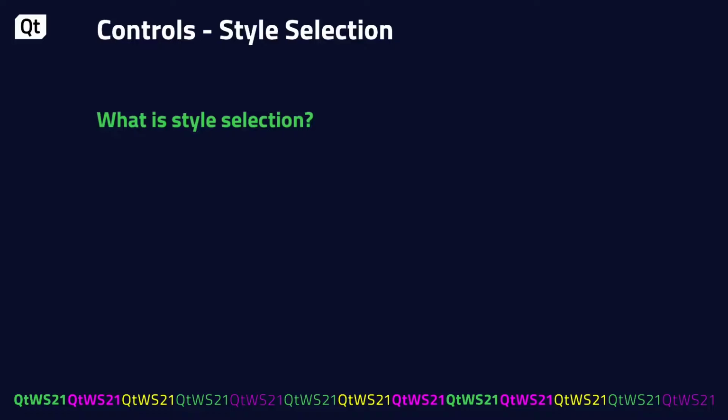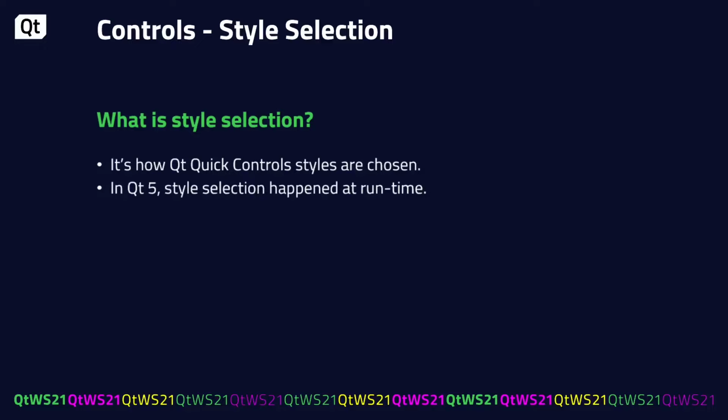Next subject is style selection. So what is it? It's how Qt controls styles are chosen. So in Qt 5, style selection happened at runtime, but in Qt 6, it can also be done at compile time.